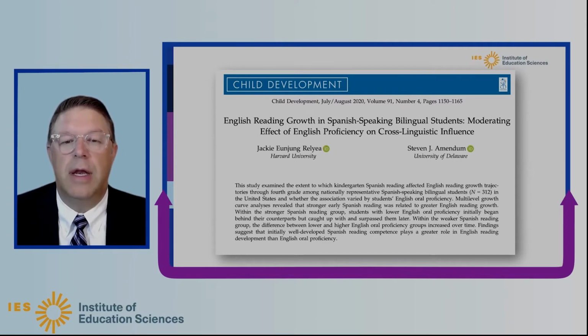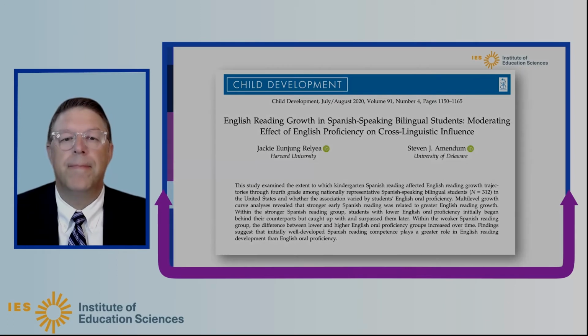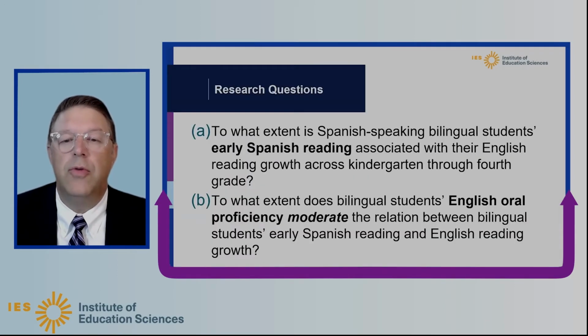This was a separate study from our DCCS efficacy study that we previously discussed, and this study had some longitudinal data. We examined 2 research questions related to native language reading and its relationship with English reading growth across time. First, we investigated the relationship between early Spanish reading skills at school entry and English reading growth from kindergarten through 4th grade. And second, we looked at whether English oral proficiency moderated the potential relationship from the first question.